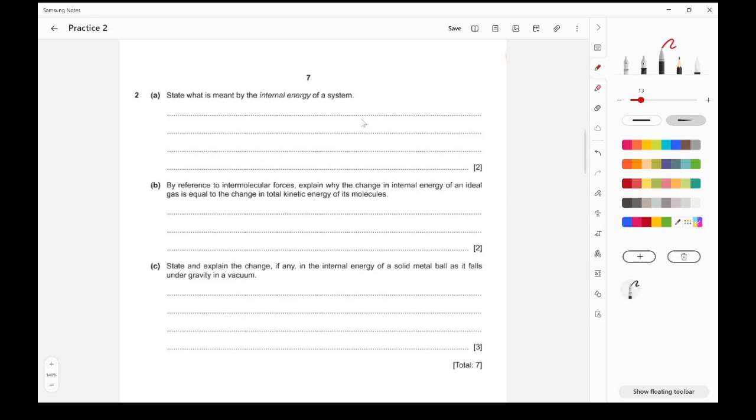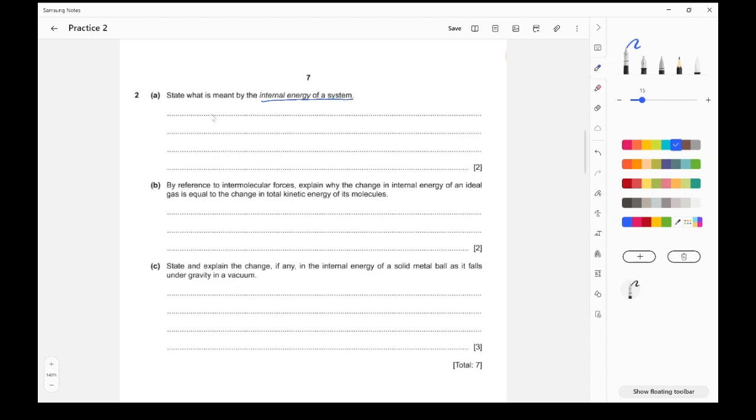Oh, ideal gases. Yes. We are going to be dealing with ideal gases and also the heat related question and also the first law of thermodynamics. Anyways, let's just begin without wasting much time. Okay. So the first question, state what is meant by internal energy of a system.